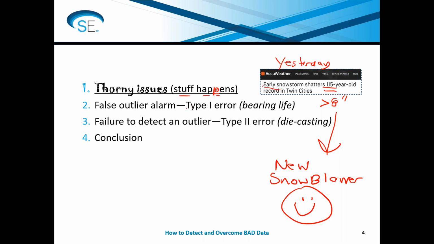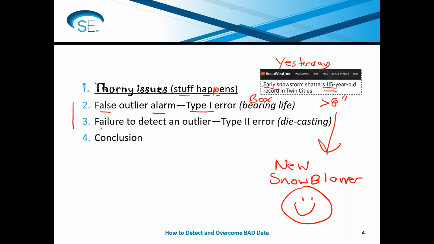So you've got to be prepared. Stuff is going to happen. And so I'll show you some different issues that come up to start with. Then we break down into two types of things that can happen. One is that you have a false alarm. And an example I have is from George Box on Bearing Life. And it's really what we call a type 1 error, in that it's an alarm, but it's false.